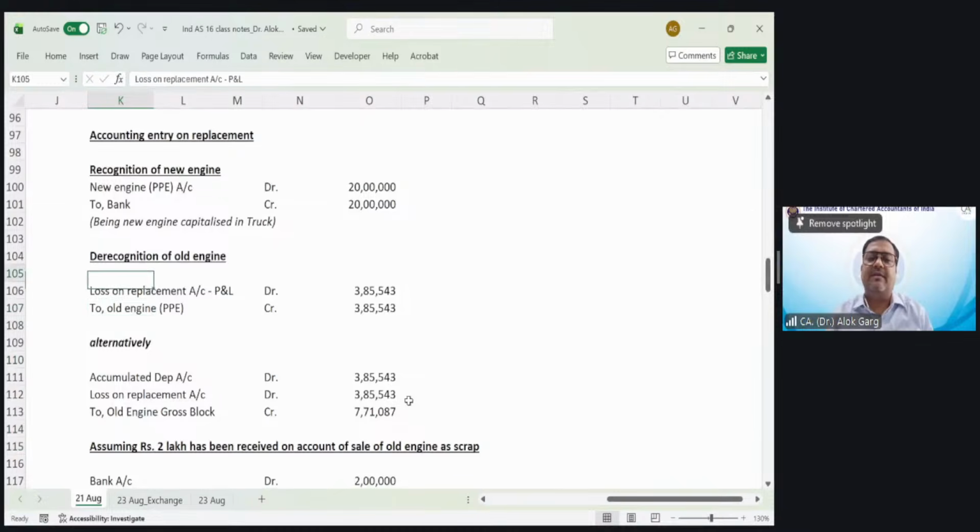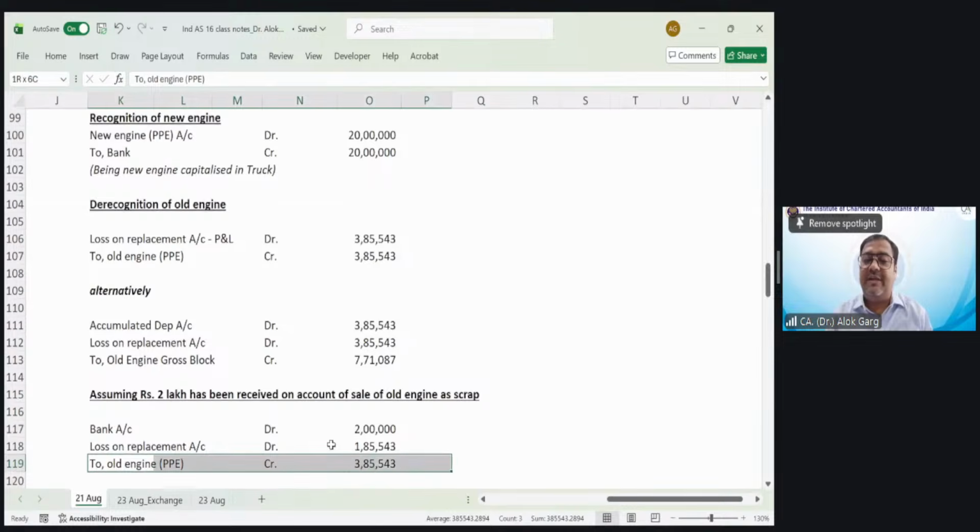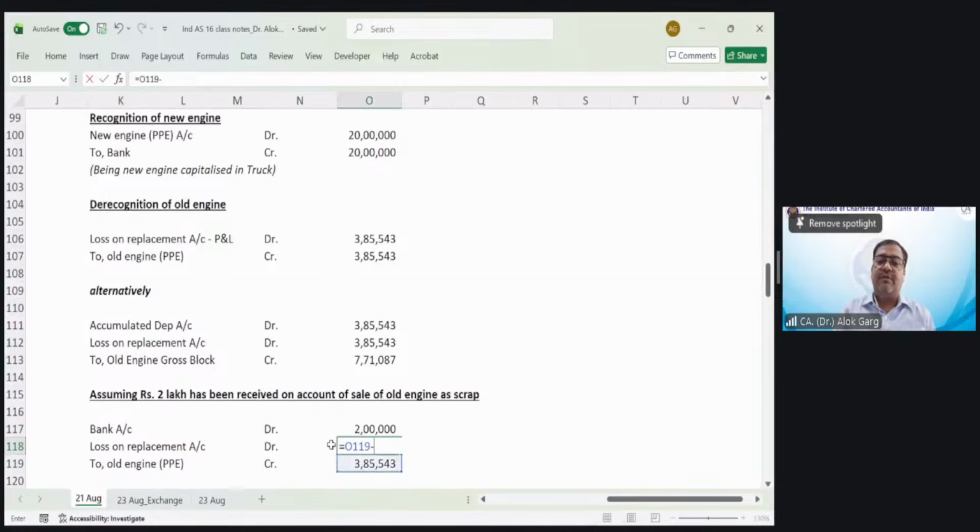What will be the entry, tell me, if the old engine has been sold at a scrap value of 2 lakh rupees? What will be the accounting entry? Bank account debit 2 lakh rupees, to old engine credit 385. The difference will go to the loss on replacement account, P&L.